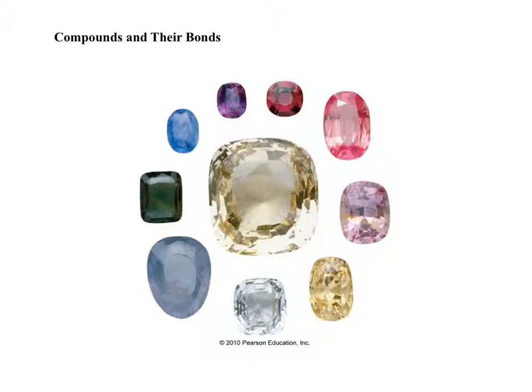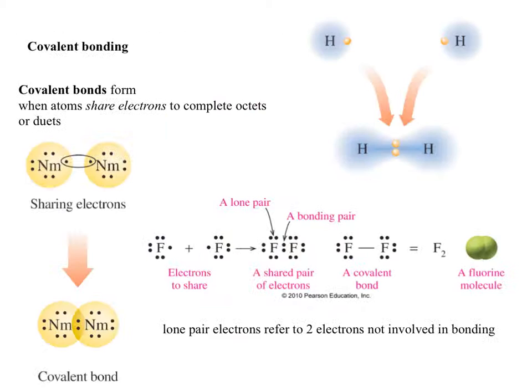Let's look now at our continuation of compounds and their bonds. We've looked and talked about ionic. Now let's look and talk about covalent. I introduced these in the last chapter, or the last section, so let's continue on here. So covalent bonding. As a reminder, the difference between ionic and covalent.